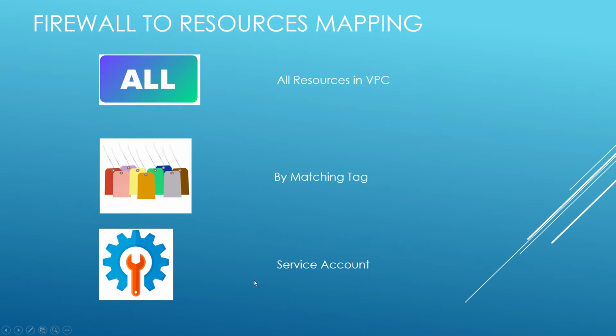The third one is service account. You can associate your firewall rule with a service account, and if you use the service account, the resource is going to assume the firewall rule automatically. For example, you configure internet access and assign it to a service account and use the service account on all your web servers. Then all the web servers are going to get the internet traffic.